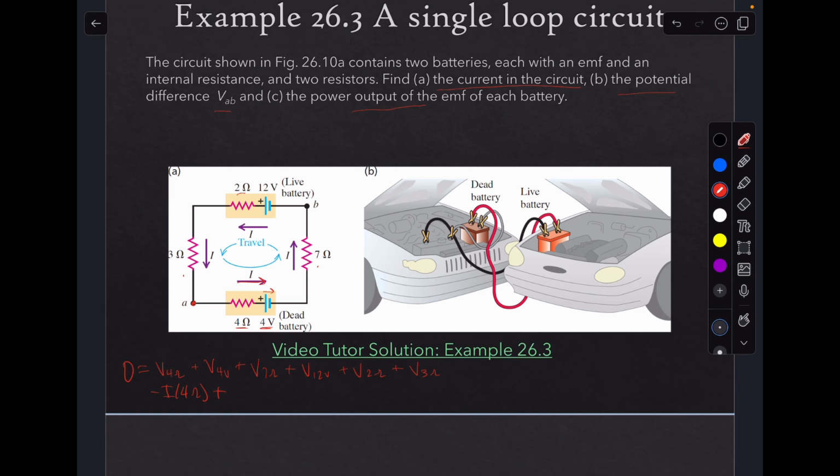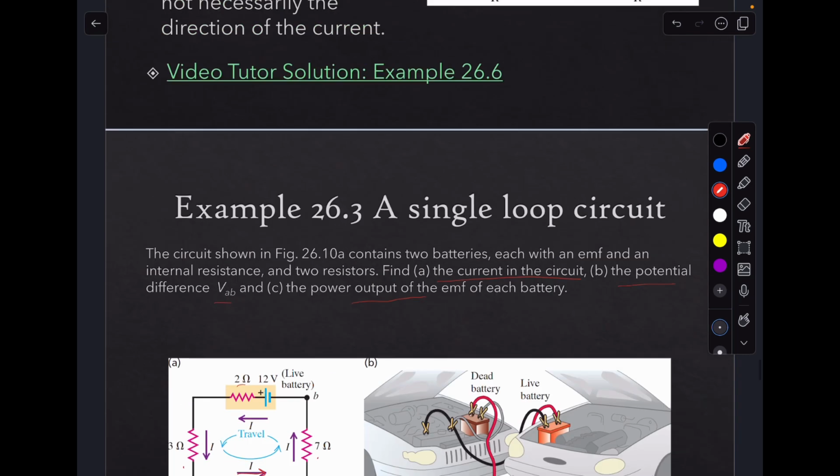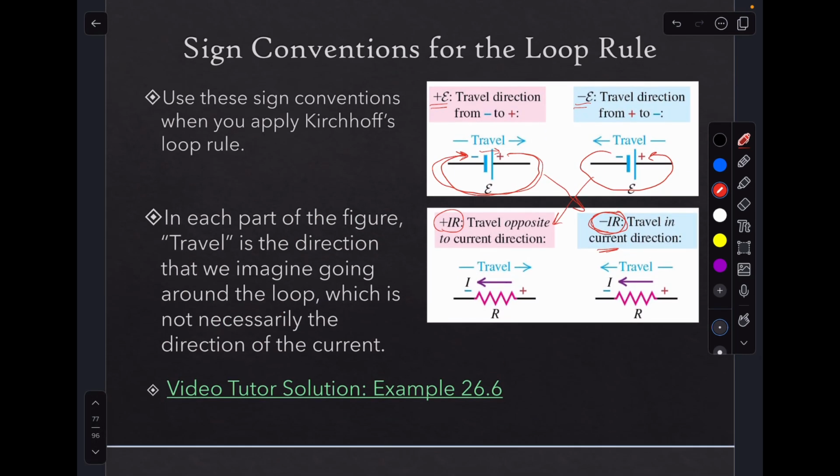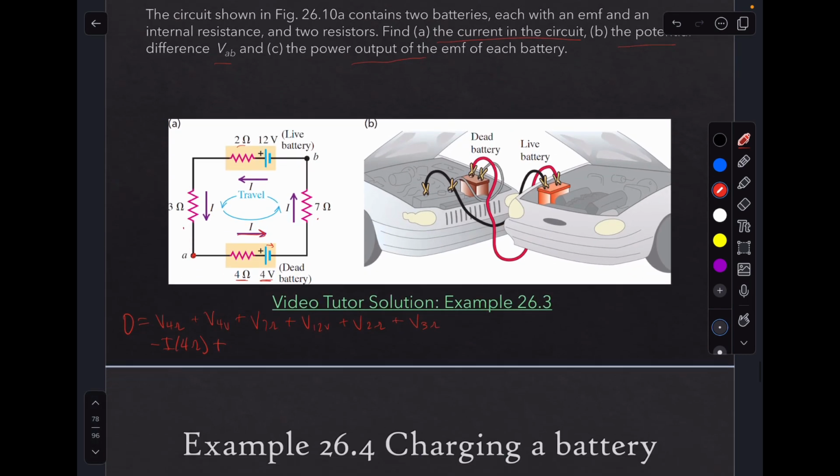Now, what about crossing this battery? Well, our travel direction is going from that positive terminal to the negative terminal, okay? So if we are going from the positive terminal to the negative terminal, we will be subtracting E. That would be minus E, so that's minus 4 volts. No, it's just minus 4 volts. Right, we don't need I times R because it's the battery.